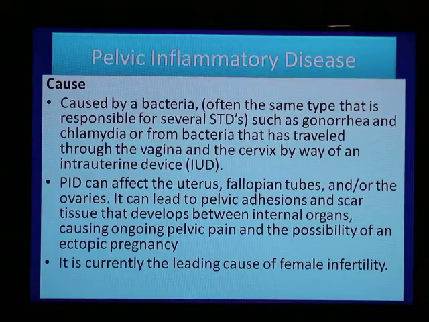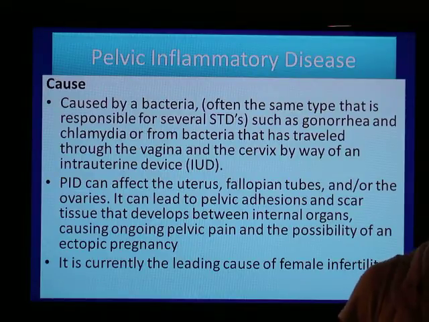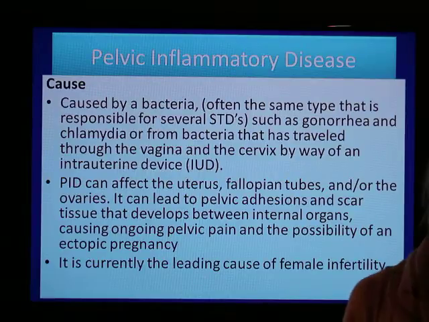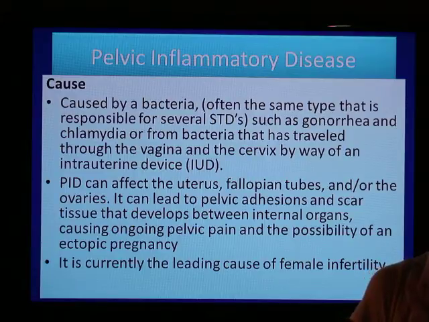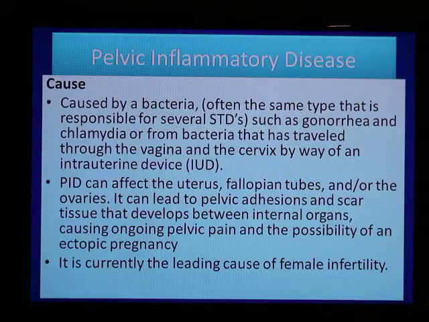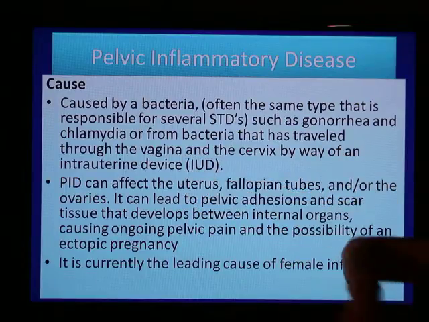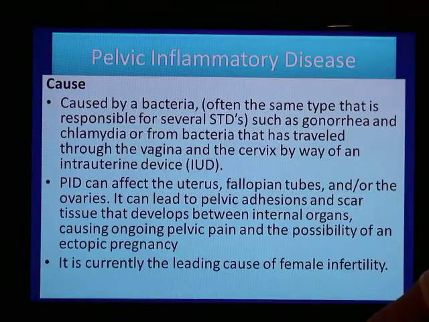Let's move on to pelvic inflammatory disease, also known as PID. Very, very common female reproductive problem. Again, they think that the pelvic inflammatory disease is caused by STDs. So this is a bacteria that either has gone unidentified or has not been treated properly. Gonorrhea, chlamydia from bacteria, and the problem is it's traveled through the vagina now up into the cervix, and the cervix is the structure right before it gets to the uterus.